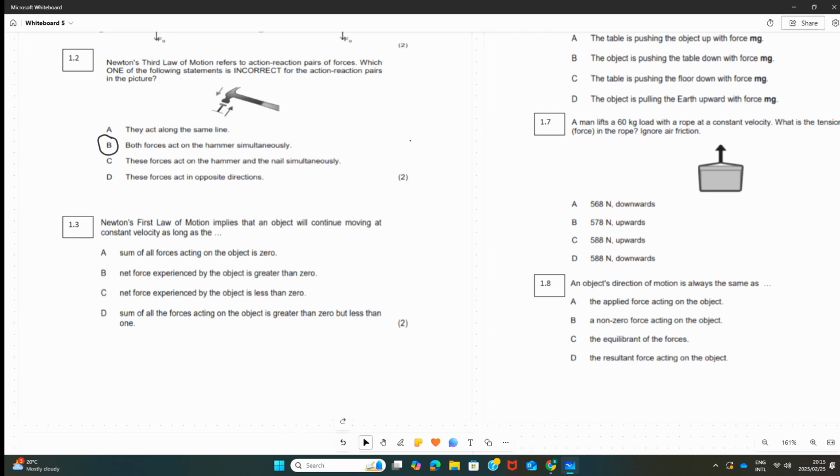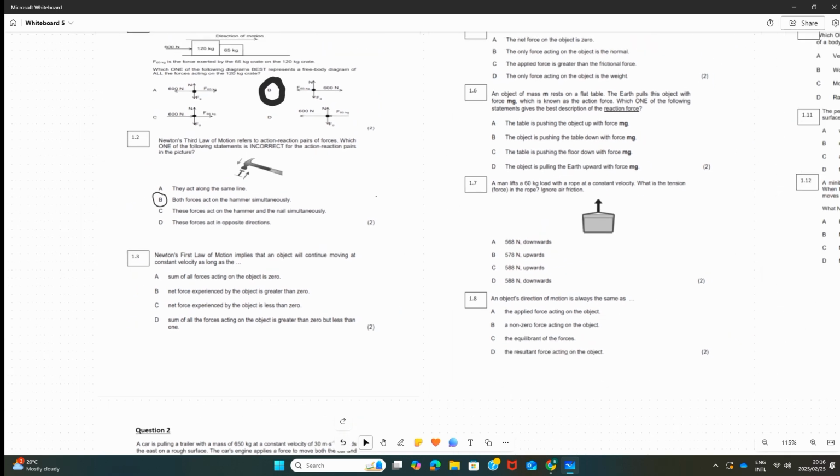Question 1.3 is addressing Newton's first law of motion. Newton's first law of motion implies that an object will continue moving at a constant velocity as long as the net force experienced by the object is exactly equal to 0. So let us look at answer A. The sum of all the forces acting on the object is 0. B, the net force experienced by the object is greater than 0. That's not correct. C, the net force experienced by the object is less than 0. It can't be. D, the sum of all the forces acting on an object is greater than 0 but less than 1. So I've already mentioned that A is the correct answer. The sum of all the forces acting on the object must be equal to 0.